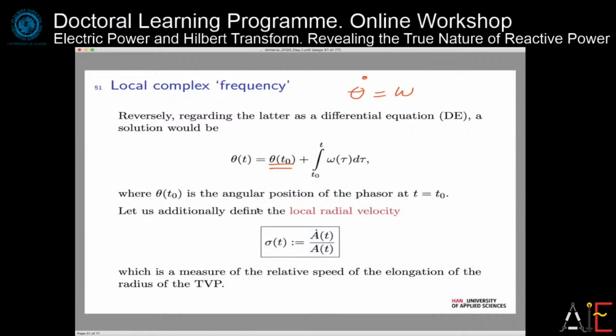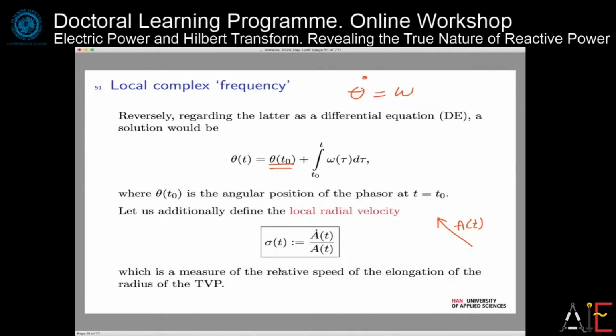And additionally, we can also introduce a local radial velocity, and that is how fast this thing is extending and shrinking. So that I can measure as this rate. So I take the derivative, so the rate of change of the amplitude with respect to time, and then I normalize it by dividing with the amplitude, and let's call this sigma.